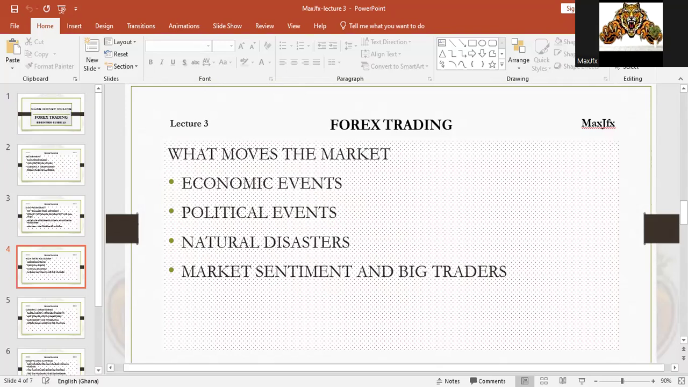Market sentiment is the overall idea about what people think is going to happen in the future, which has not yet happened. It is what people are speculating in the forex market. So the political events, the natural disasters, the market sentiment and big players all affect the economic events. These economic events are what really control the forex market. But the political, natural, and market sentiment factors can affect economic events, which in turn will affect the forex market.